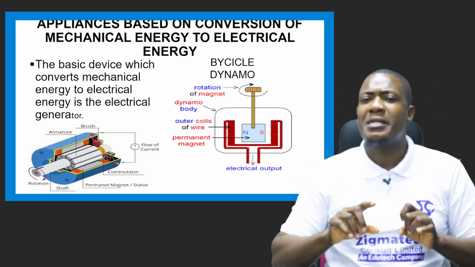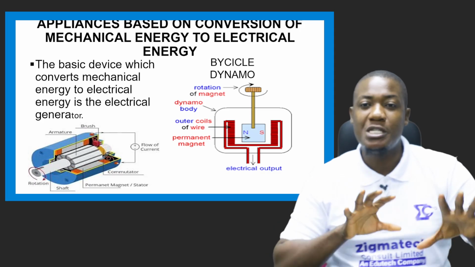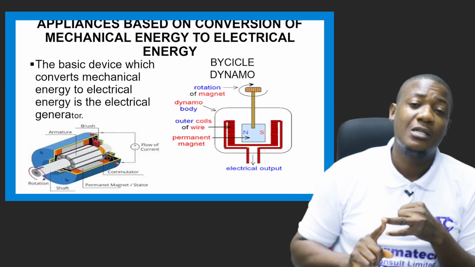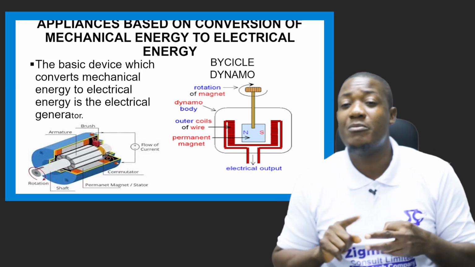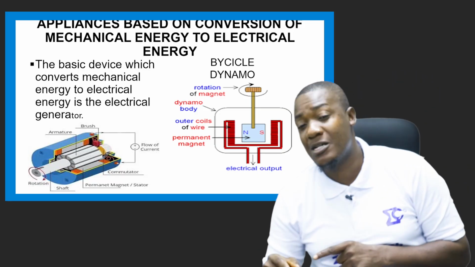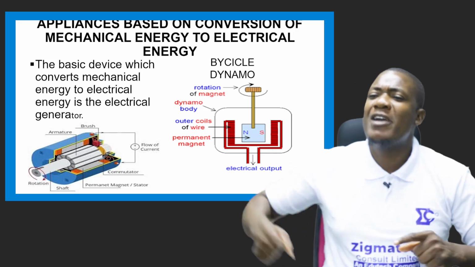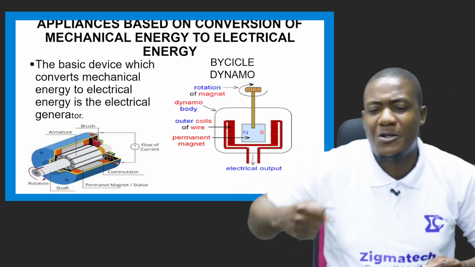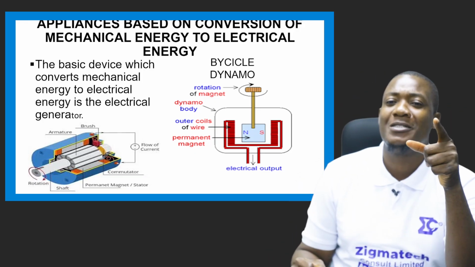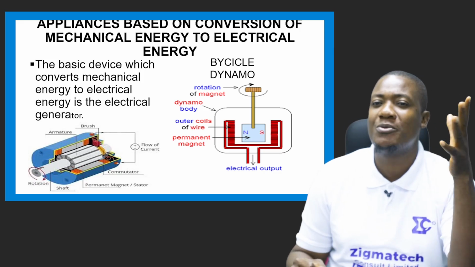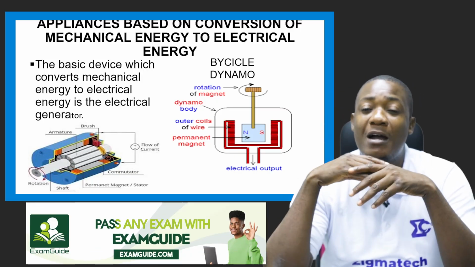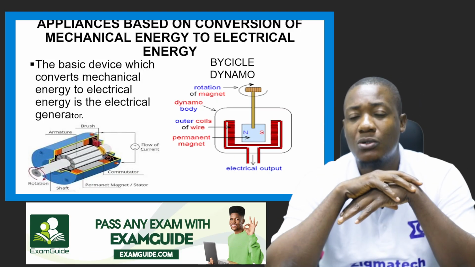You see that? Their input and output are not the same. For a generator, the input is mechanical and the output is electrical. For a motor, the input is electrical and the output is mechanical. So if you are able to turn the shaft of a motor, it serves as a generator. No difference, it's just their input and output. We also have two types of generator: a DC generator and an AC generator.